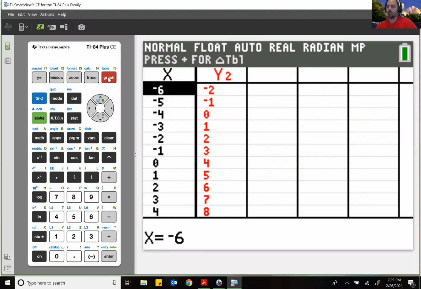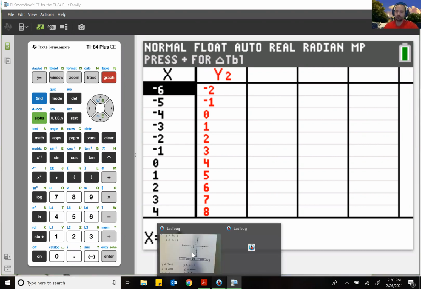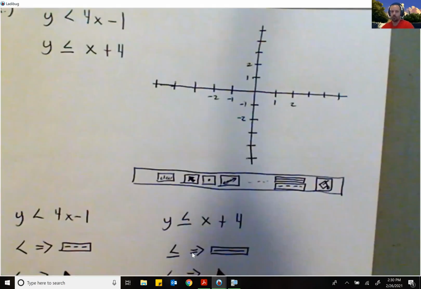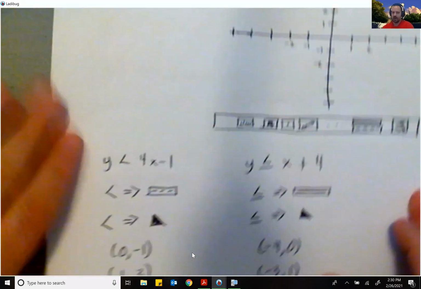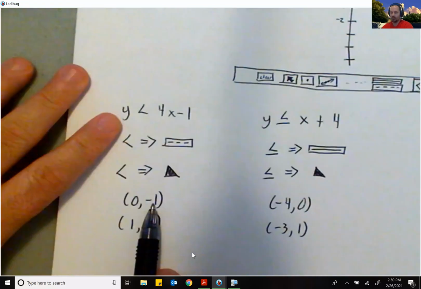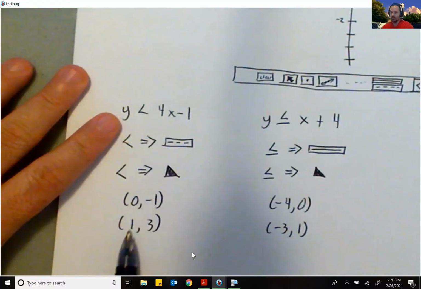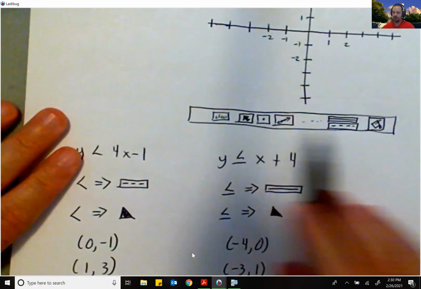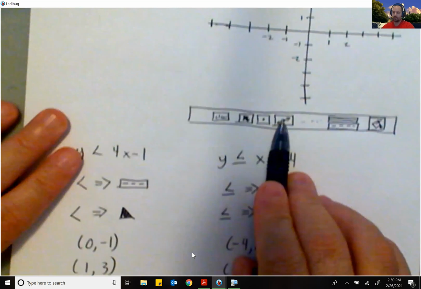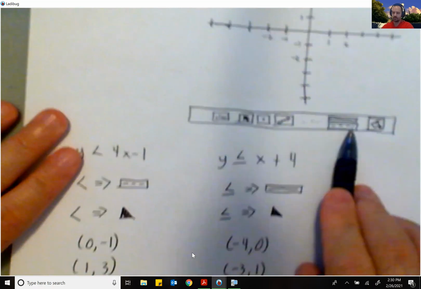So I'm going to go ahead and get these graphed first, and then we'll worry about the shading. Shading is always the last piece. So we're going to graph (0, -1) and (1, 3). We're going to make sure that we choose dotted. So we click on our graph, our toolbar comes up, click on the line tool, click on the dot.